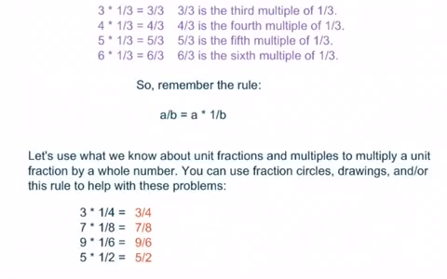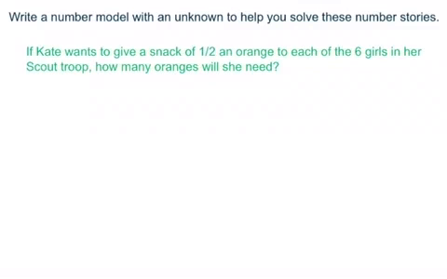Okay? Okay, so write a number model with an unknown to help you solve these number stories. If Kate wants to give a snack of a half an orange to each of the 6 girls in her scout troop, how many oranges will she need? Write a number model with an unknown, and then try and solve it. Okay? When you have it, come on back.